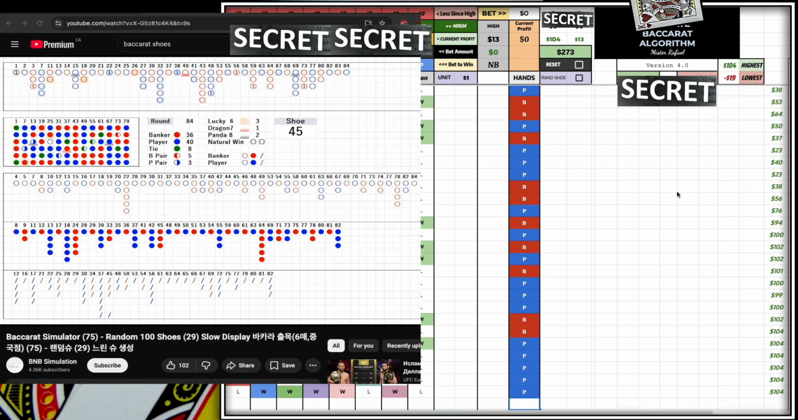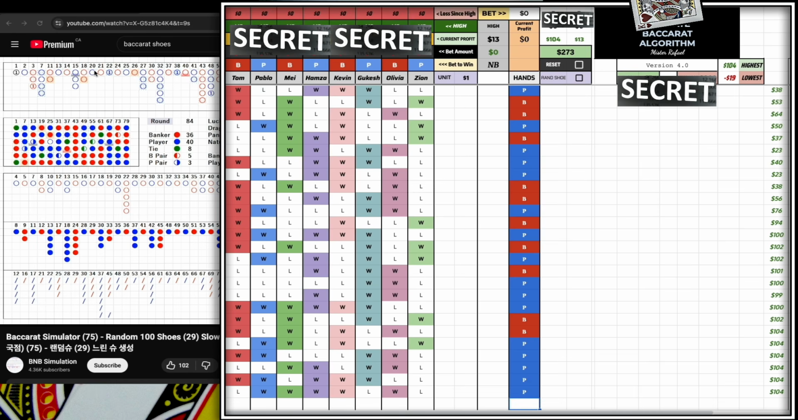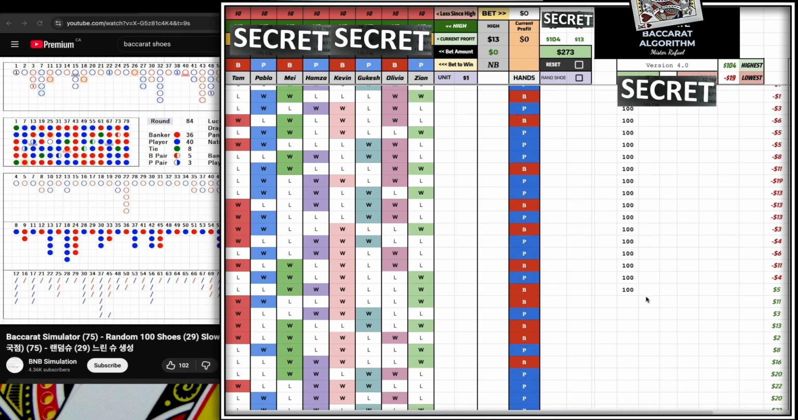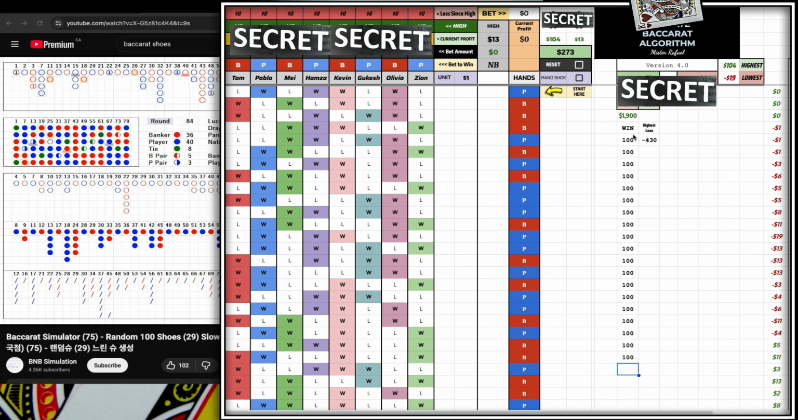And we've hit the win goal. Sorry, I sometimes have to just keep looking at the YouTube video to make sure I don't lose focus. So we hit the win goal right here, $100. This was an easy session. We only got down to minus 19. Very nice. Let's add in another $100 in profit.